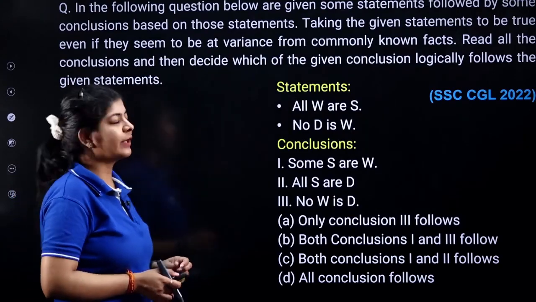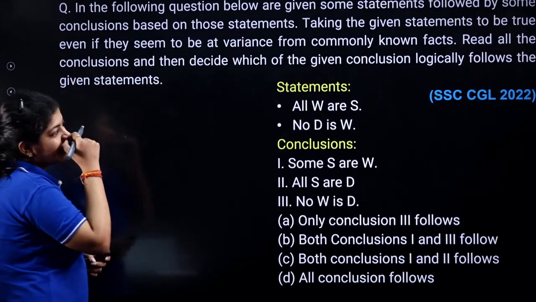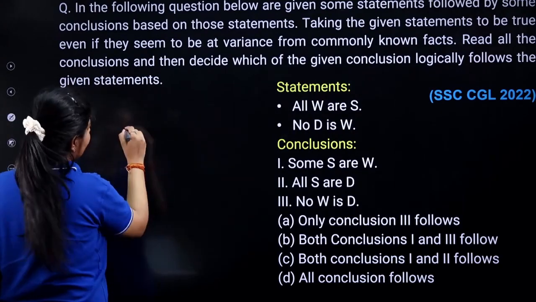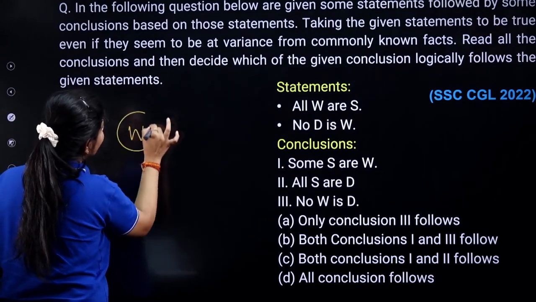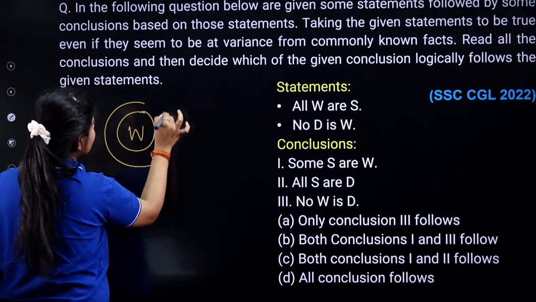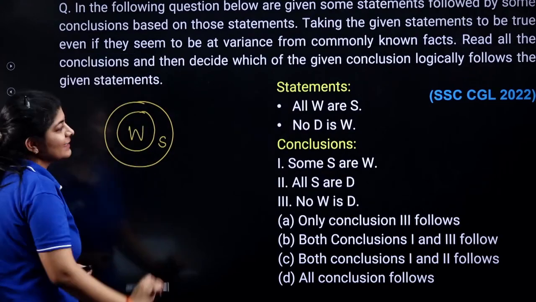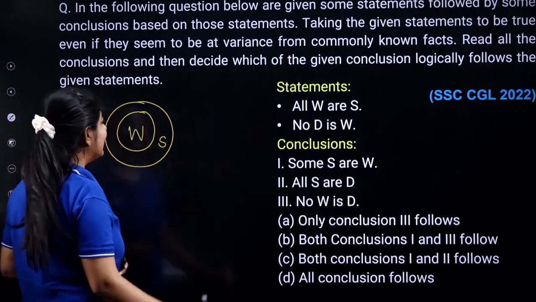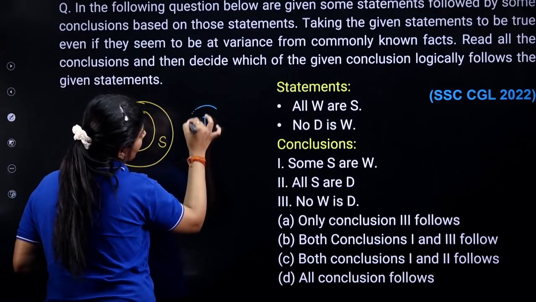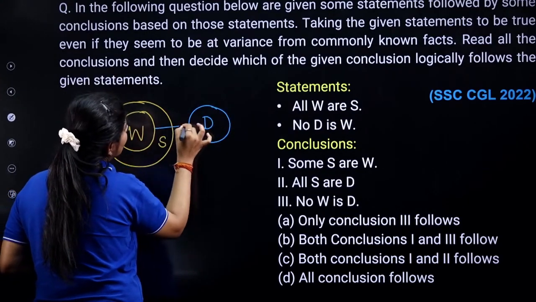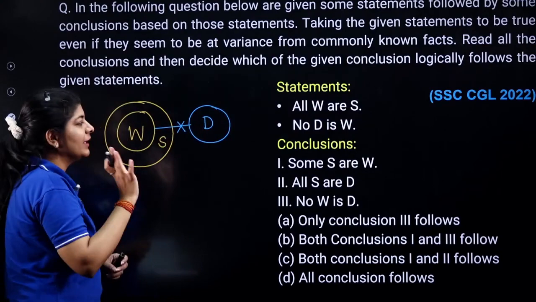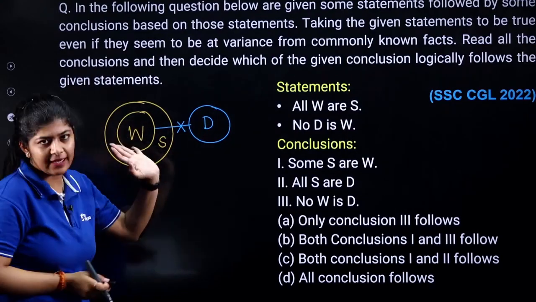Okay, let's start drawing the basic diagram. So the statement is saying that all V belongs to S. Okay, next one. The next statement is saying that no D is W. No D is W. There is no connection in between W and D. This is my basic diagram.